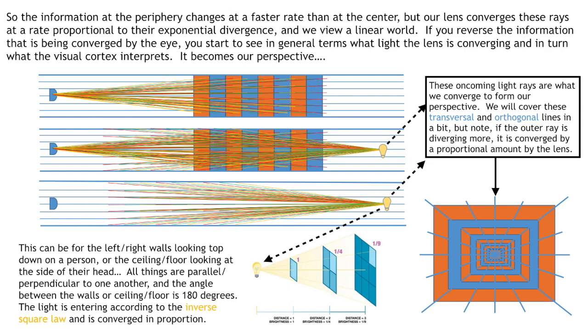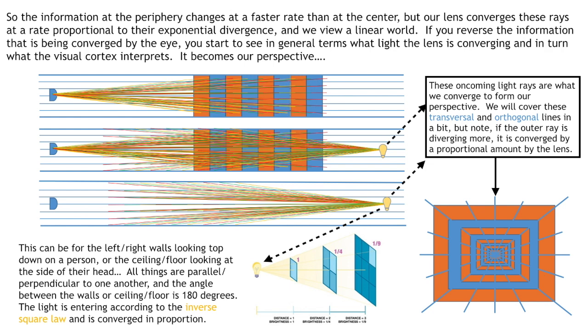We will cover these transversal and orthogonal lines in a bit. The transversal lines are those rectangular, square lines in the lower right diagram, and the orthogonal lines are the radial lines extending out from the center. We'll cover those later, but note that if the outer ray is diverging more, it is converged more by a proportional amount by the lens. That's the big takeaway here.